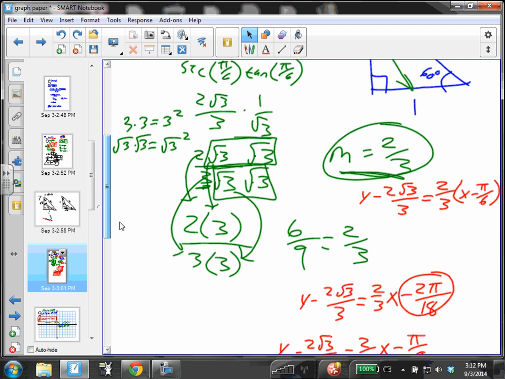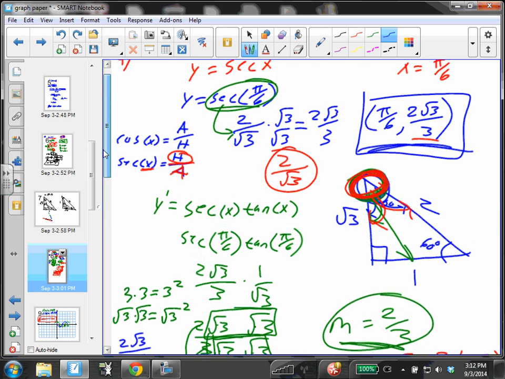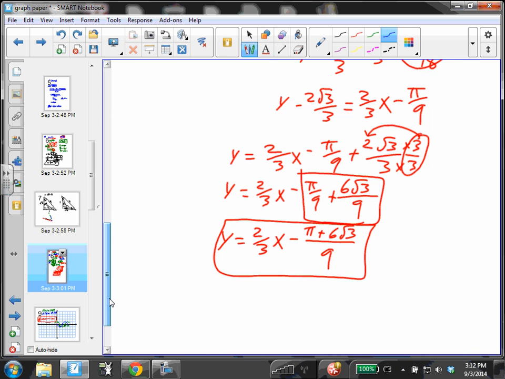What did I do to rationalize right here? I had 2 square roots of 3 over 3 square roots of 3. All right, I didn't do any rationalizing here. Are you talking about adding these two fractions right here? I didn't rationalize anything, but in order to add these two fractions, I need a common denominator. So my least common denominator would be 9, and what I need to do is multiply this 3 by 3 in order to turn the denominator into a 9.